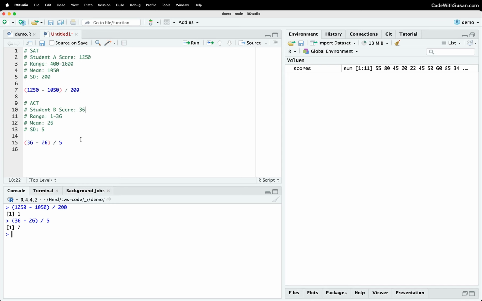So both students performed above average, but we can see that student 2 performed slightly better. They were 2 standard deviations above the average, whereas the SAT student was only 1 standard deviation above the average. All right, so our raw scores of 1250 and 36, not really helpful to compare those two, but the z-scores just give us a much clearer apples to apples comparison.